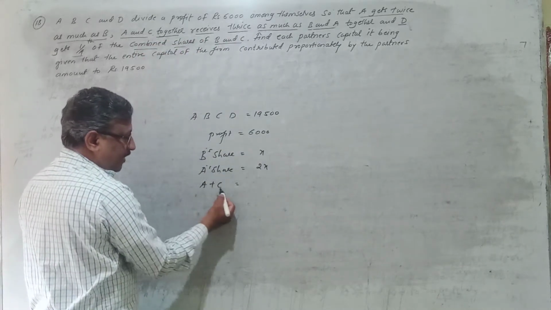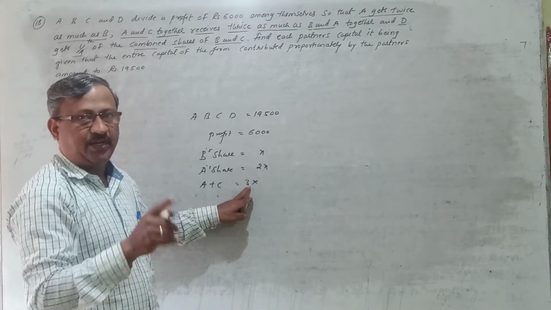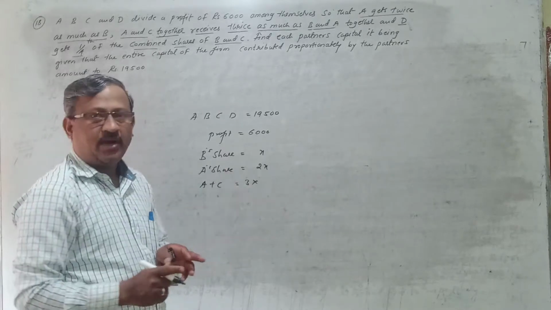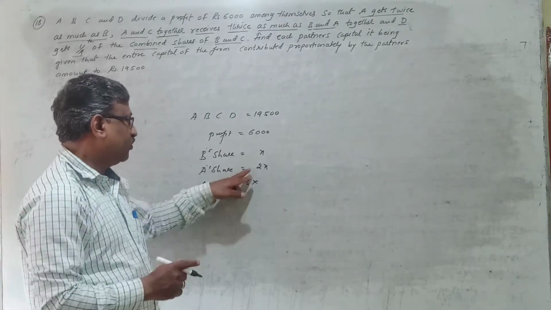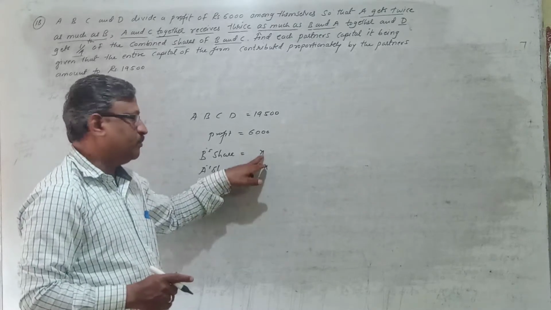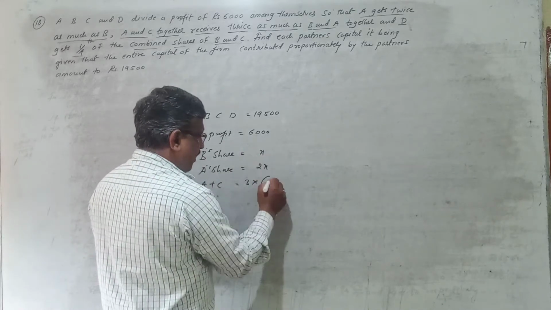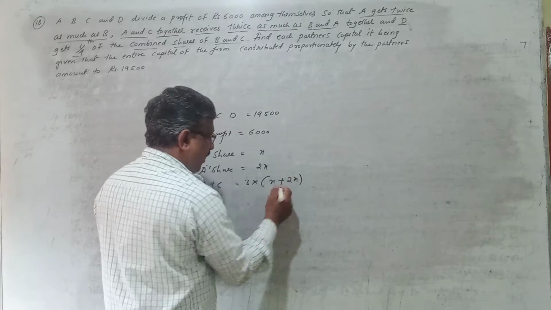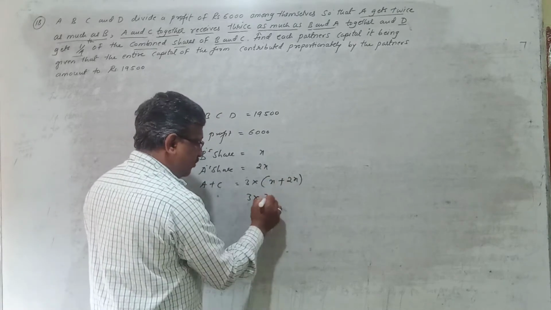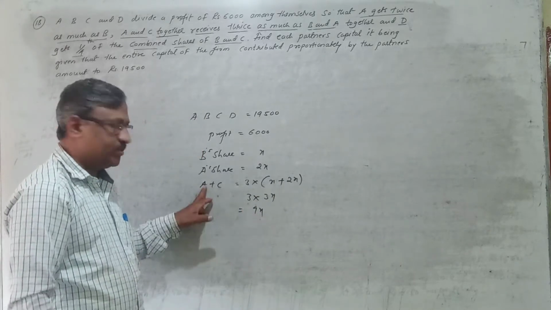So to calculate A and C's share, A and C's share is nothing but 3 times the share of B and A. So we can calculate the total share of B and A, because we know the individual shares. How much A and B are getting is known. A is getting 2x, B is getting X. So we can add X and 2x. So 3 times of what? 3x means how much? 9x.